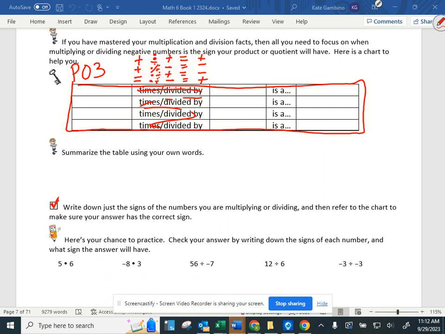You just have to remember, positive, multiply or divide a positive is positive. Positive, multiply or divide a negative is a negative. So basically, same signs equals positive, different signs equals a negative. Same signs, it's going to be a positive answer. If it's positive, positive, or if it's negative, negative, it equals a positive. Different signs, you have positive and negative mixed in there, it will equal a negative.